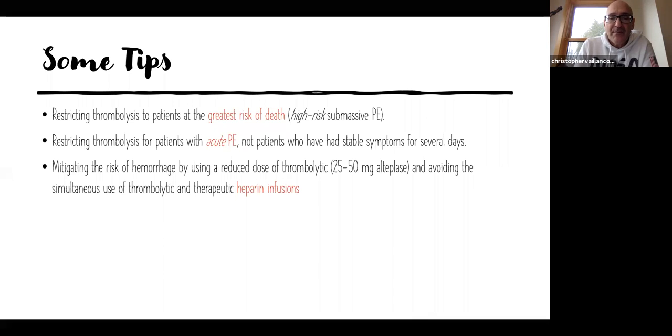The other important issue, again, is when we're mixing all of our drugs, if we're going to use unfractionated heparin, make sure if you're going to give thrombolysis, you stop it through the infusion with the TPA and restart it without a bolus after the thrombolytic is done.